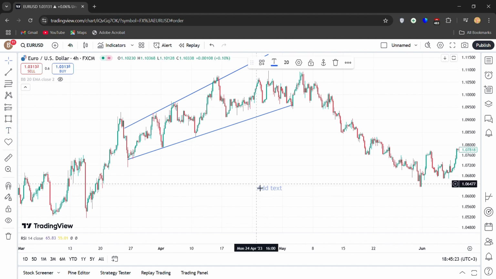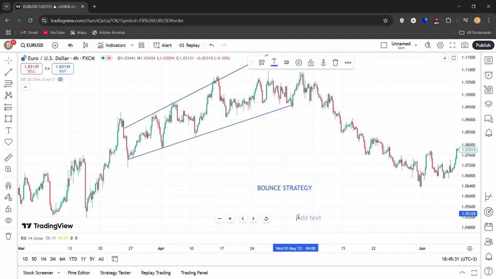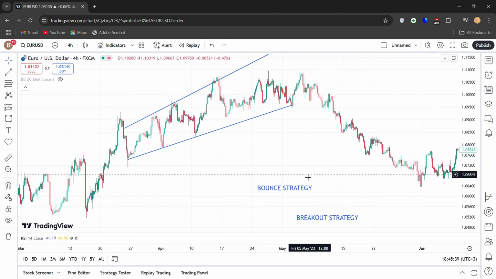One is called the bounce strategy, and another one is called the breakout strategy. Some of you call it breakout trading. Yeah, it is okay with that. So with the bounce strategy, in this approach here, you have to wait.